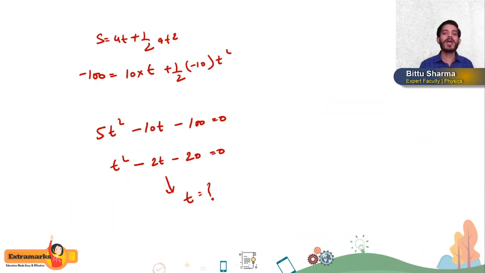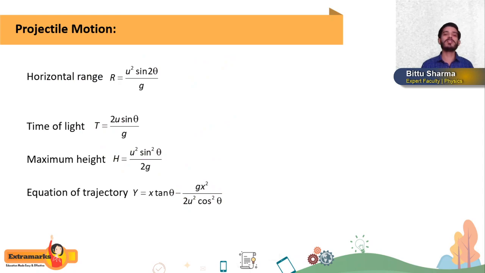Questions are very easy. And here motion in one dimension is over. Now I'm going to cover motion in two dimension. Relative motion, relative velocity, relative displacement, that and all we will discuss after this.